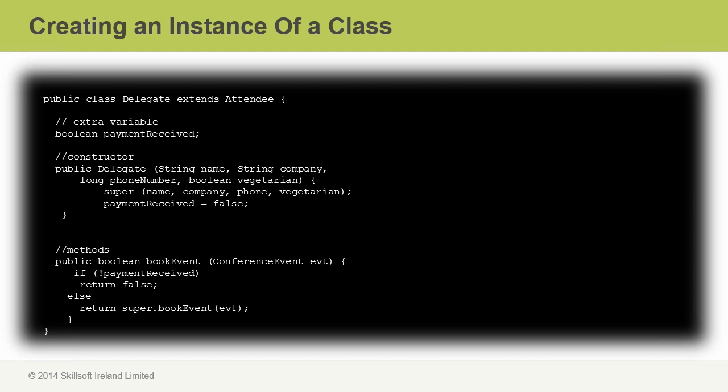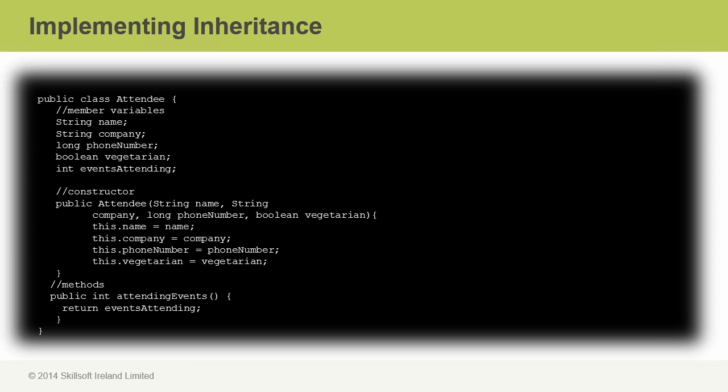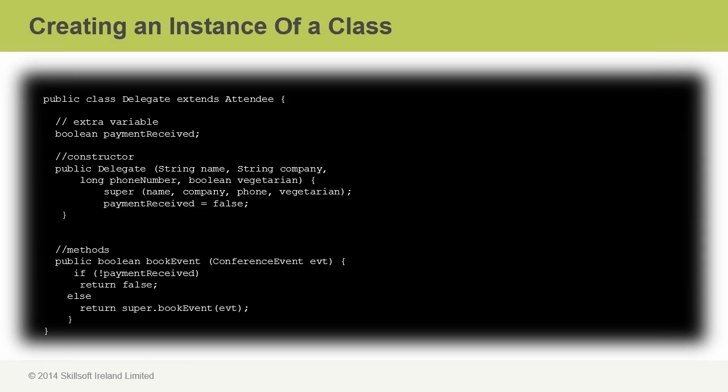We're using the keyword super to invoke the constructor that is in our attendee class, because delegate is a type of attendee. So anytime that we have a child class that has a constructor, we need to invoke the superclass constructor as well. And then we're setting our extra variable here, payment received, equal to false. And then we're adding in a method for simply booking the event. So again, we had a kind of general base class, if you will, for all attendees. Then we created something a bit more specific to represent delegates that are coming to our conference.